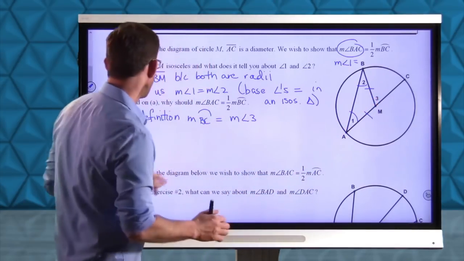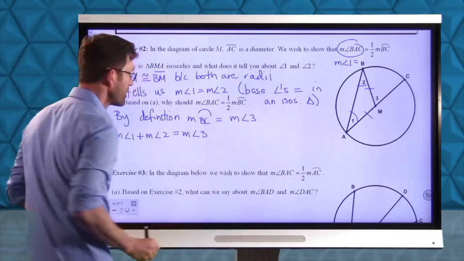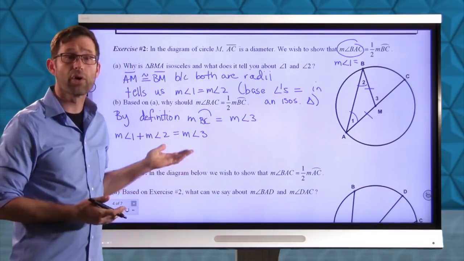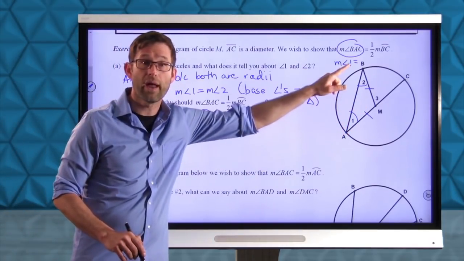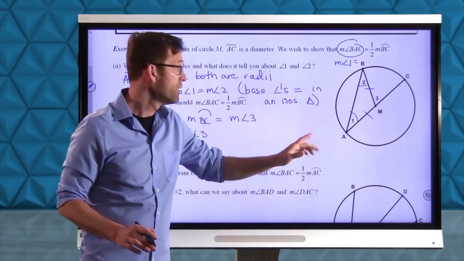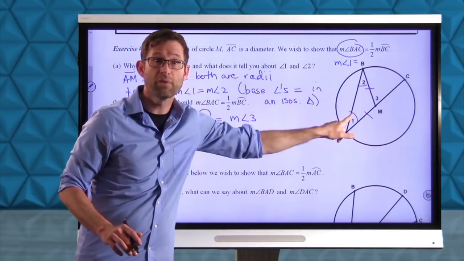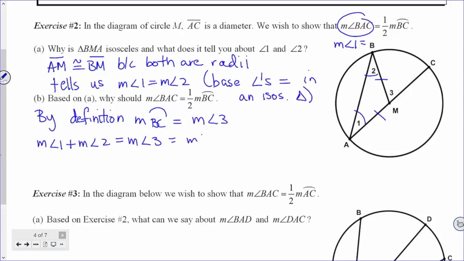Okay? Now, the measure of angle 1 plus the measure of angle 2 is equal to the measure of angle 3. Right? That's the exterior angle theorem right there, right? Angle 3 is an exterior angle of triangle BAM or BMA, right? So that angle 3 must be the sum of 1 and 2. But that's also the measure of arc BC.